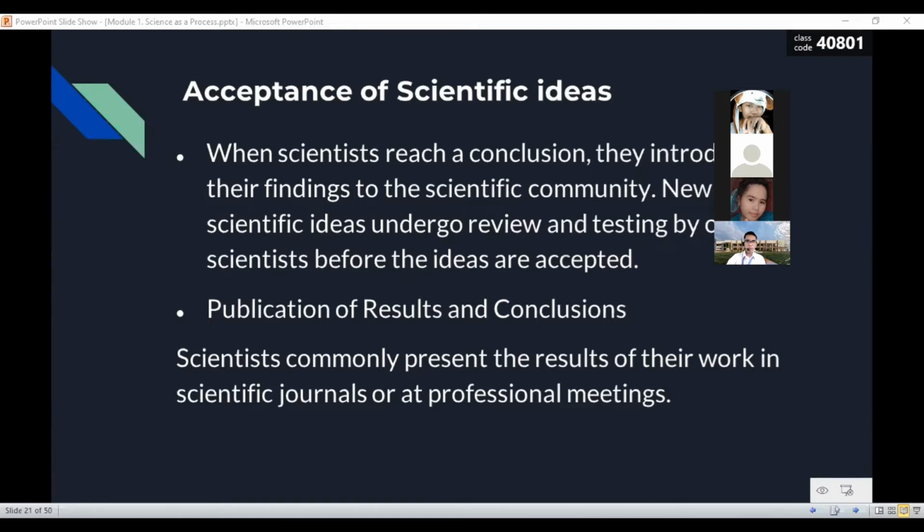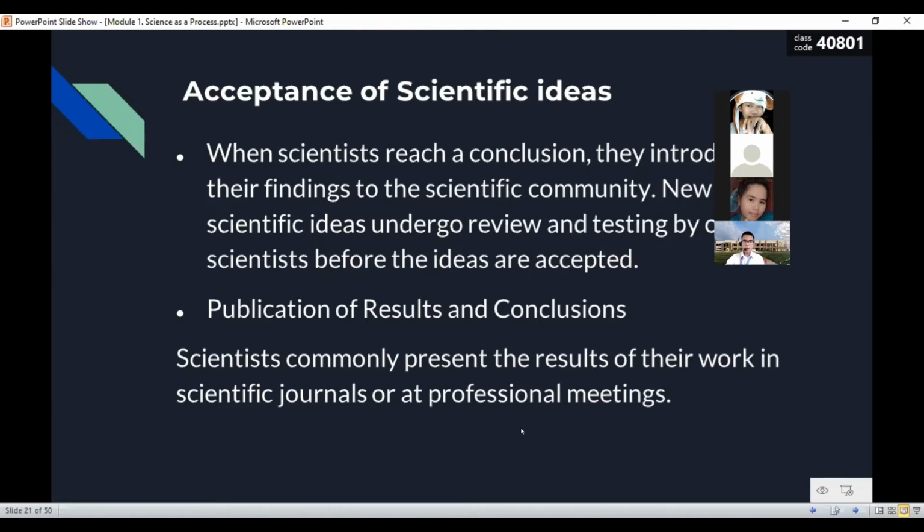When scientists reach a conclusion, they introduce their findings to the scientific community. New scientific ideas undergo review and testing by other scientists before the ideas are accepted. Publications of results and conclusions: scientists commonly present the results of their work in scientific journals or at professional meetings.